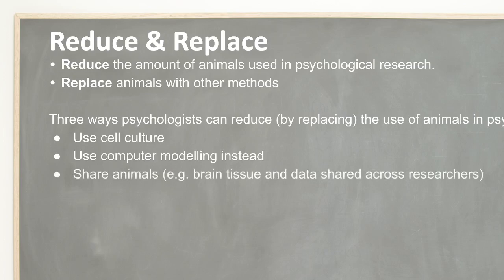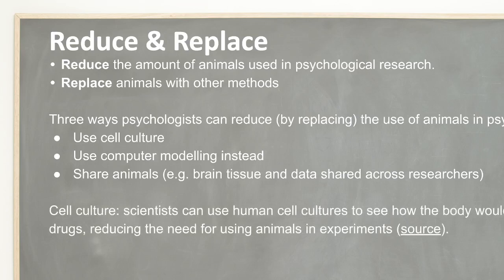Or you can share animals. Now this doesn't mean taking animals from one lab to another, but more likely sharing data. So brain tissue: if you autopsy one animal for a study, you can keep that on file and keep your data as well, and then that can be shared across researchers. So you don't have to replicate the same experiments unnecessarily.